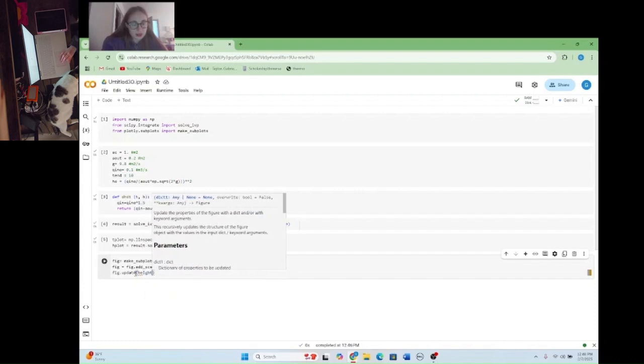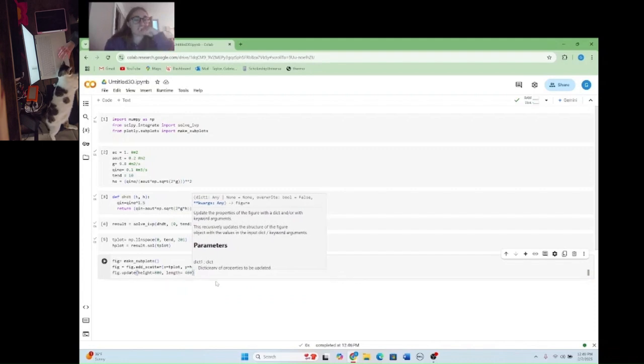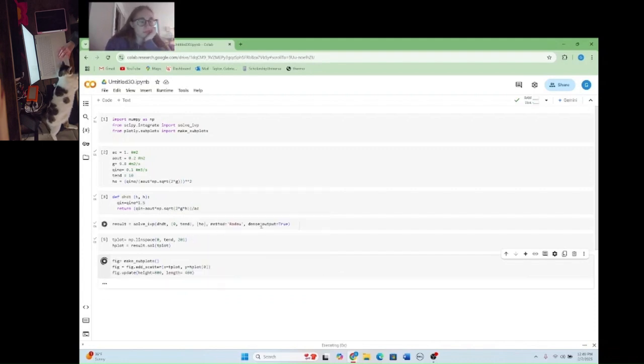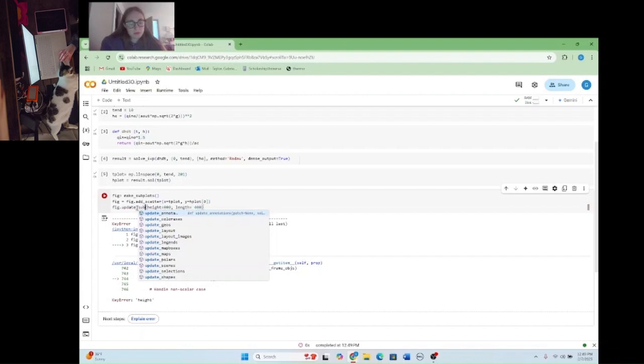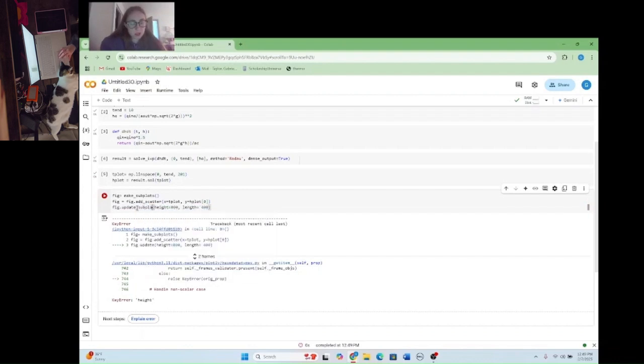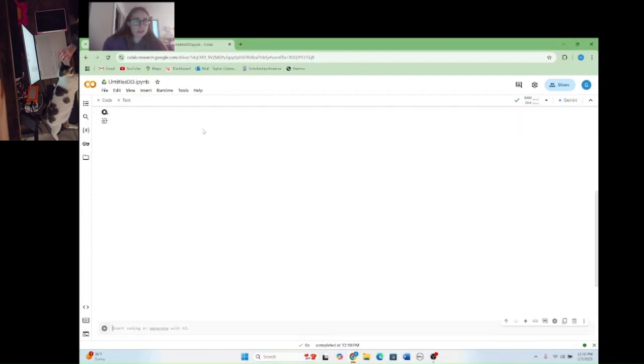Height equals 800. Length equals 400. Okay. I think it's fig update, maybe subplot. Okay, shift enter. Let's see what we get.